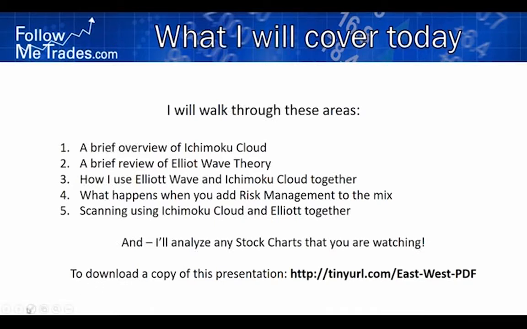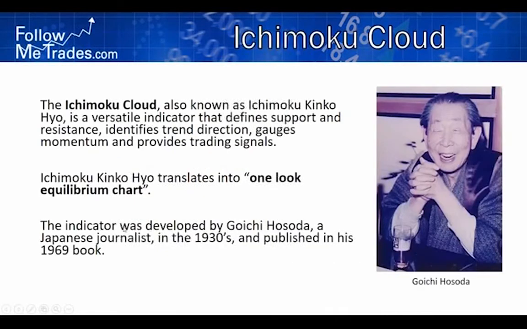Okay, let's talk about Ichimoku Cloud. The Ichimoku Cloud is also known as Ichimoku Kinko Hyo. It's a versatile indicator, and it's really good at defining support and resistance and identifying trends. And it does provide some trading signals. Ichimoku Kinko Hyo translates to a one-look equilibrium chart.